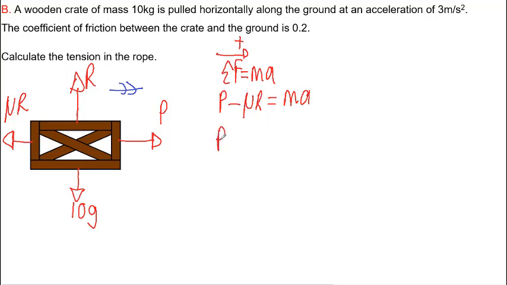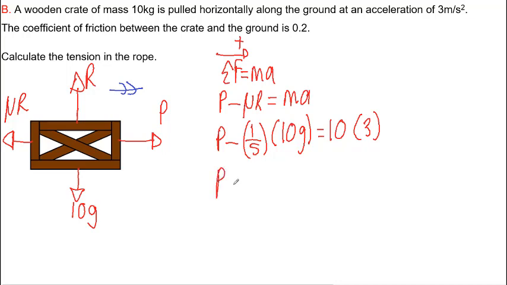Now, we don't know the forward force, we're looking for it. The coefficient of friction is 0.2, so it's 1 over 5 again. And R again: there's only two forces, so that must equal that. R is 10g, and ma is 10a. The acceleration in this case is 3 meters per second squared. So we're going to have P.